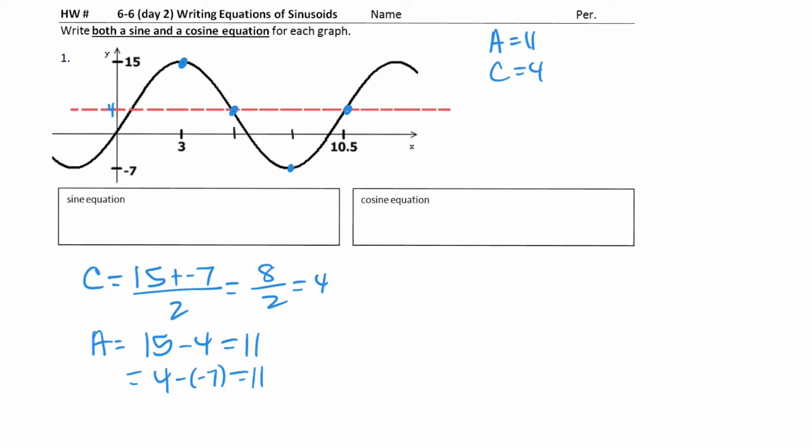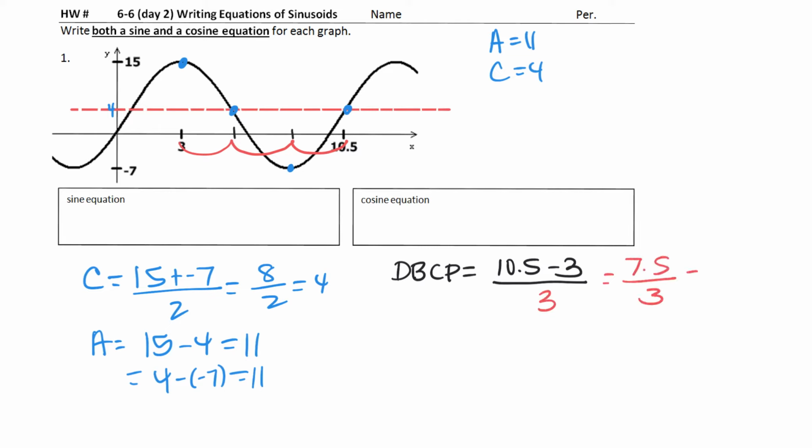Now what I'm going to do is figure out my distance between critical points. What I need to do is subtract 10.5 minus 3, and then divide that by the number of intervals. You can see that there are 1, 2, 3 intervals. So 10.5 minus 3 is 7.5. 7.5 divided by 3 is 2.5. So I know my DBCP is 2.5.